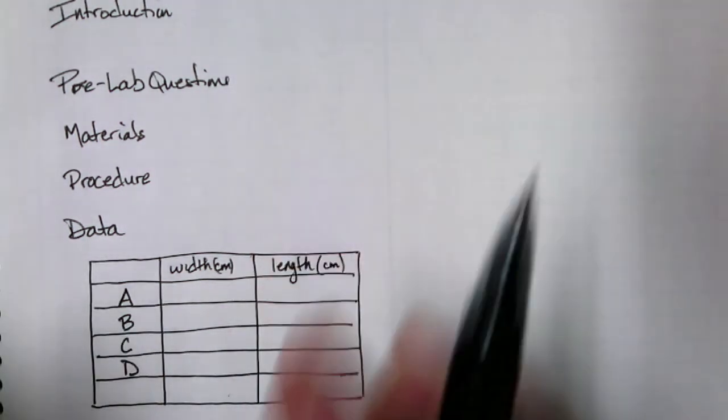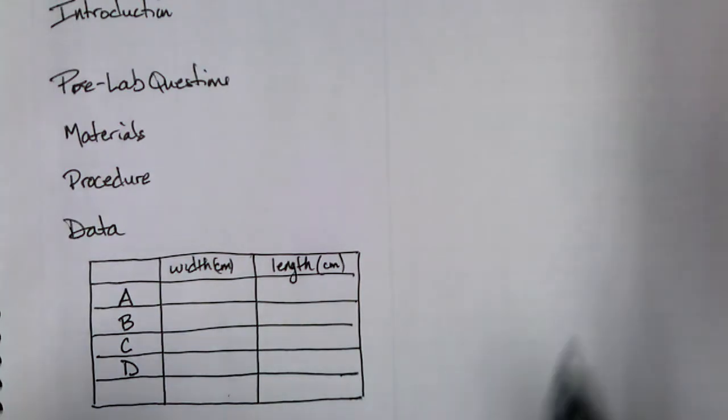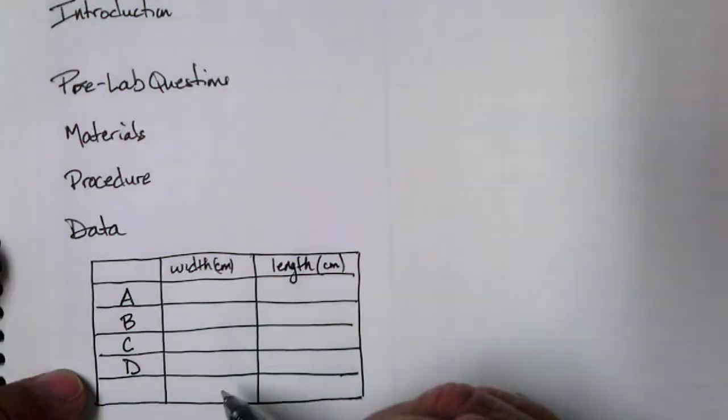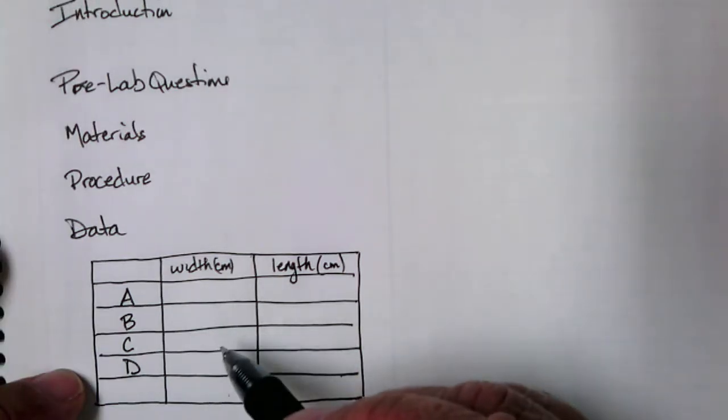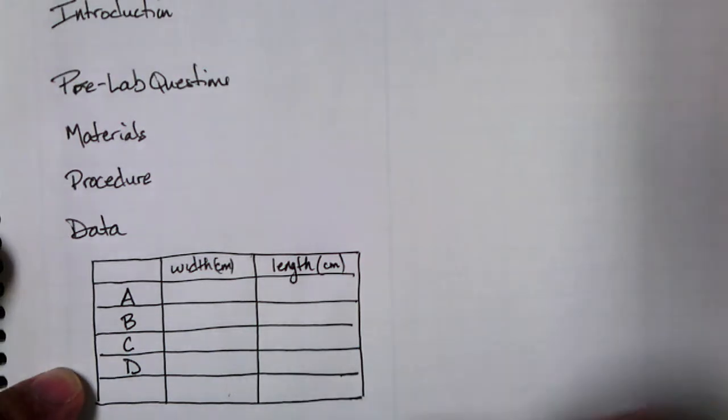I'm going to be looking for your data table, or I'm going to be looking for your data. It's easiest to find if it's in a data table. This is not the place to do any type of analysis of your data. All analysis will be done in the analysis section later in the lab.